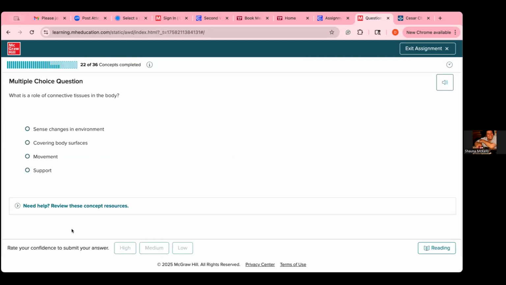What is a role of connective tissue in the body? Support, movement, covering body surfaces, or sensing changes in the environment. Support is one of the roles of connective tissue.